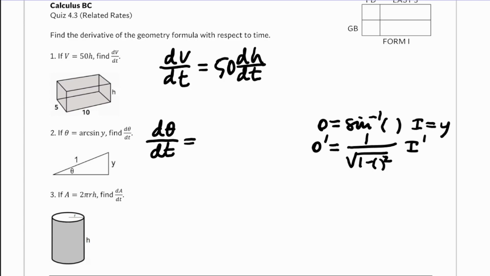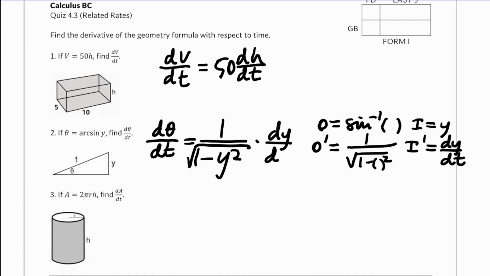And then inside prime is the derivative of y, which is going to be dy dt, because we're taking it with respect to time. All right, so it's going to be 1 over the square root of 1 minus, okay, we were taking the arc sine of y, so it'll be 1 minus y squared, square rooted, times dy dt for the chain rule.